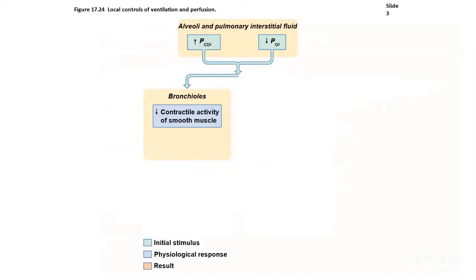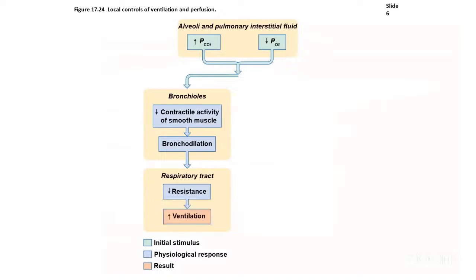airways. So what this is going to do in this local regulation here is decrease the contractile activity of the smooth muscle, right? So we're not going to clench so hard in the smooth muscle surrounding the bronchioles, which expands them. That's bronchodilation. This is going to lower the resistance of our respiratory tract as a whole. Right now we've got big wide tubes, easy to breathe in, easy to move air. AKA we're increasing our ventilation here.